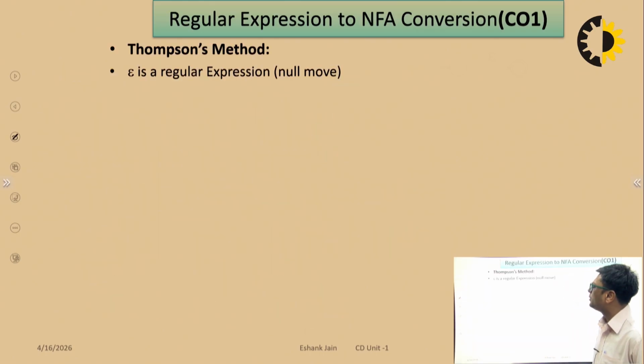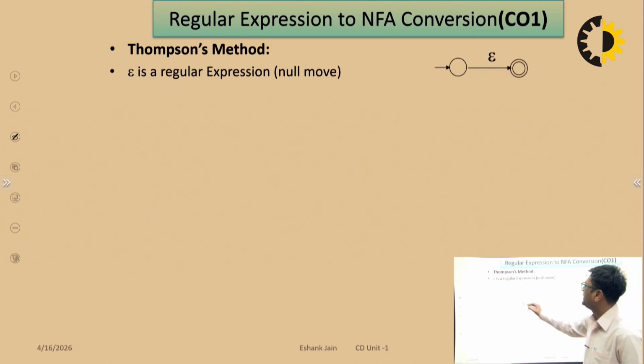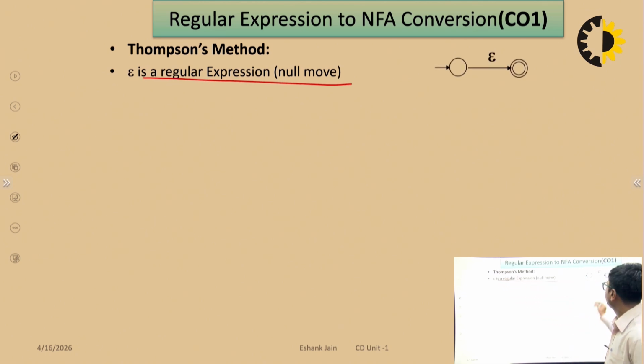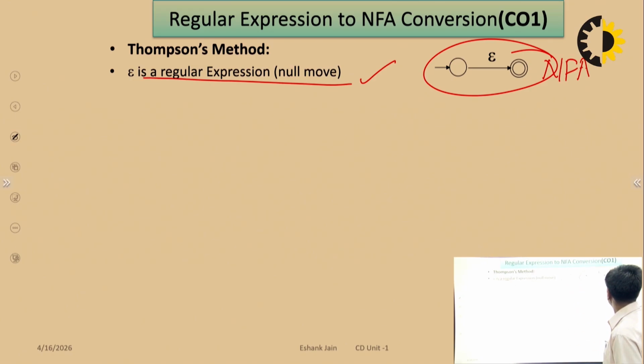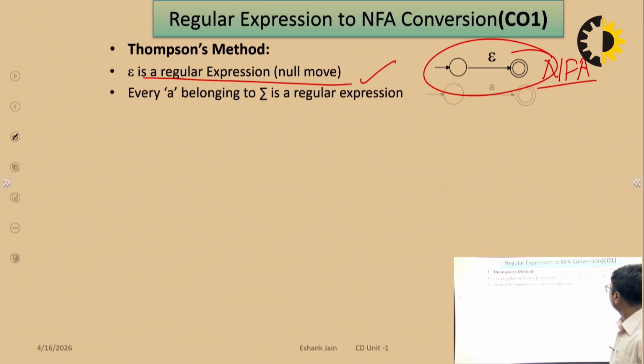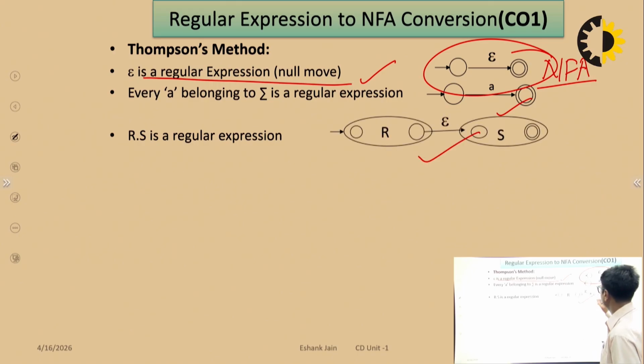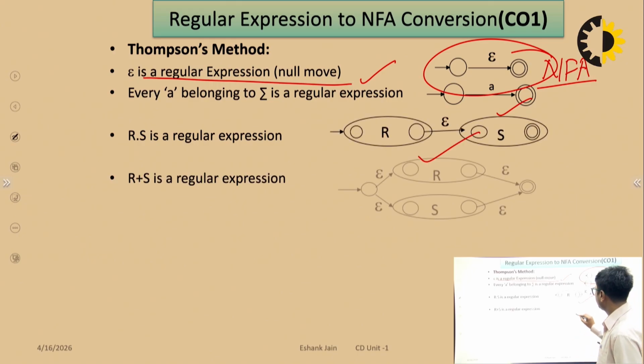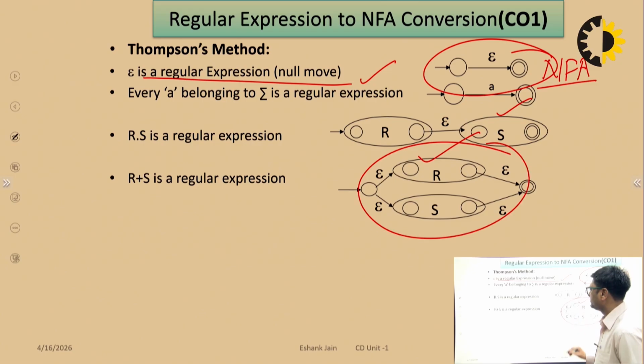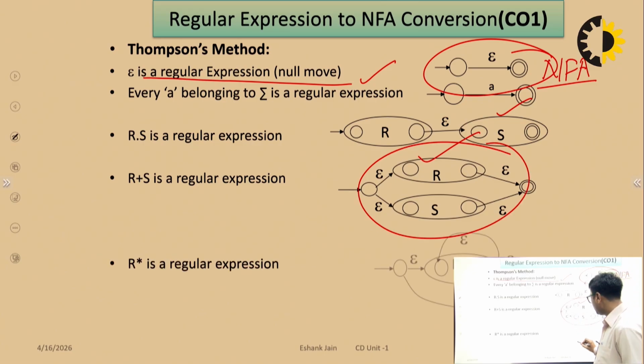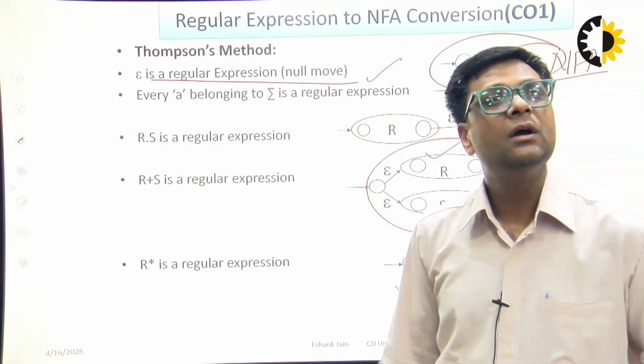This is the Thompson method for any particular regular expression. Epsilon is a regular expression, and its NFA is called the Thompson construction. Only A, this diagram. R dot S, the concatenation form, and R plus S, the union form, and R star. So in the next video we will discuss more on regular expressions.